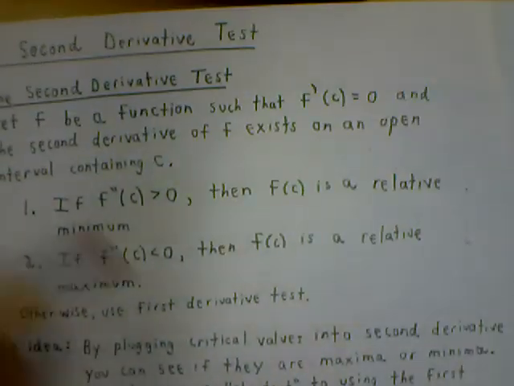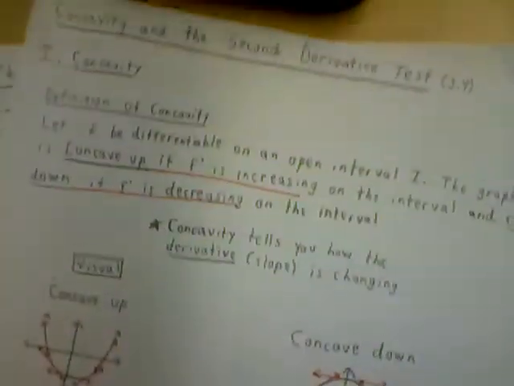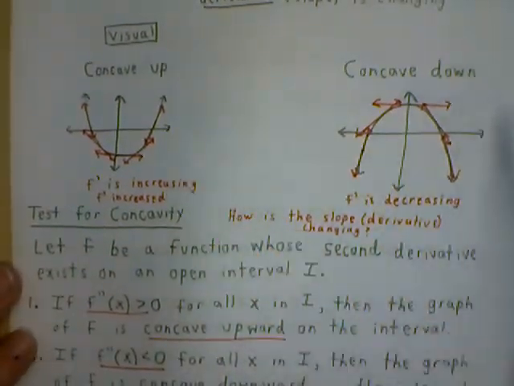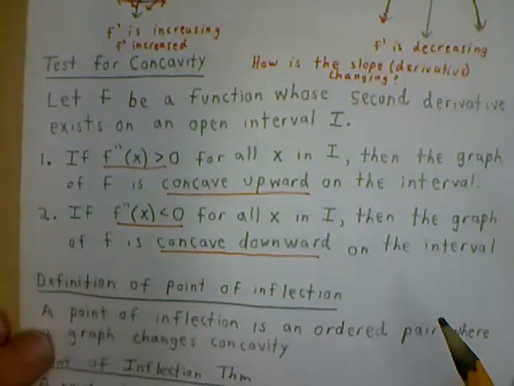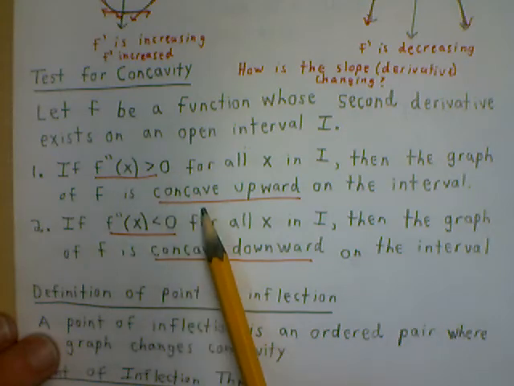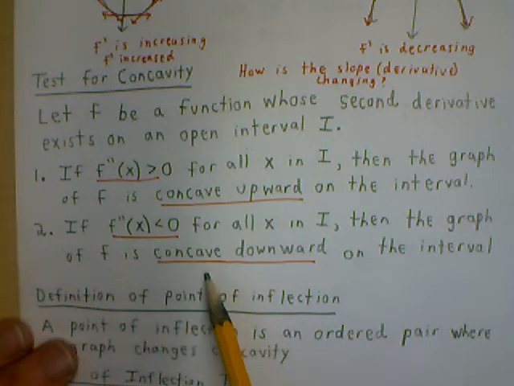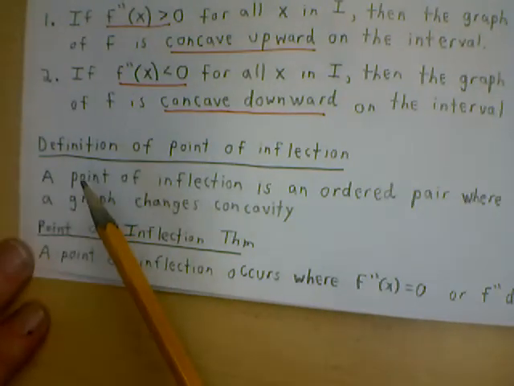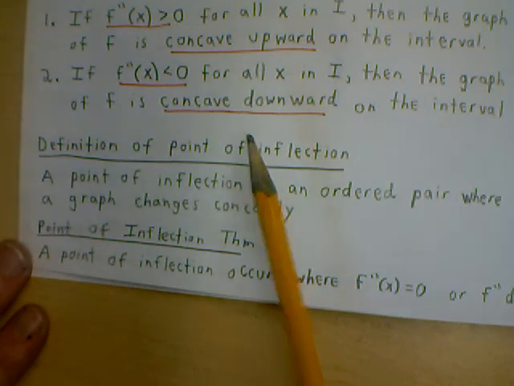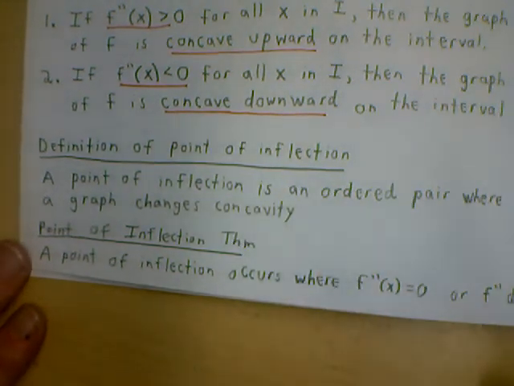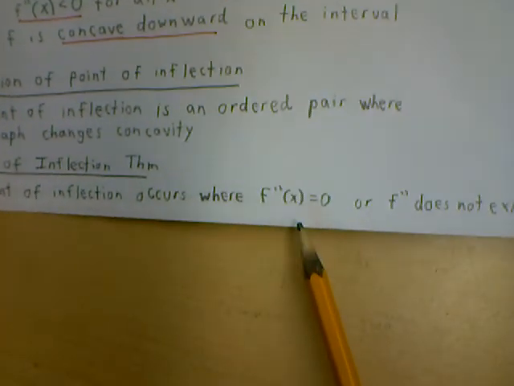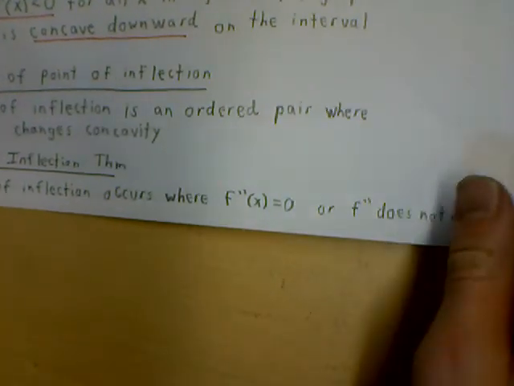All right, to review, in this video we started with talking about concavity and what graphs that are concave up and concave down look like. We talked about the test for concavity. So if the second derivative is positive, the graph is concave up. Second derivative is negative, it's concave down. A point of inflection is where the graph changes concavity. So it goes from concave upward to concave downward, or vice versa. Points of inflection happen where the second derivative is 0 or the second derivative doesn't exist.